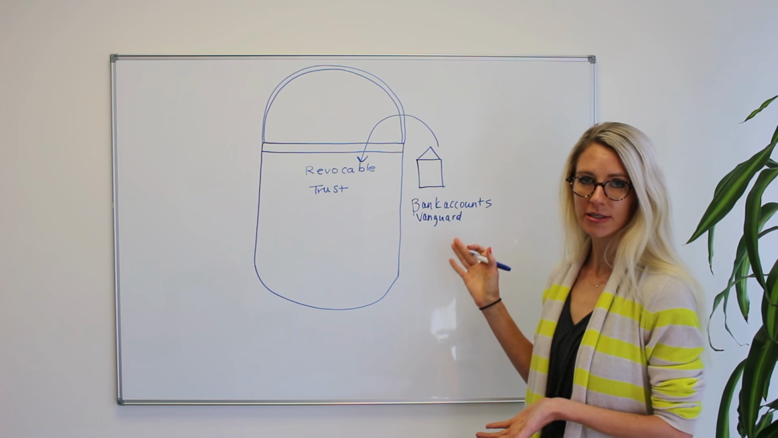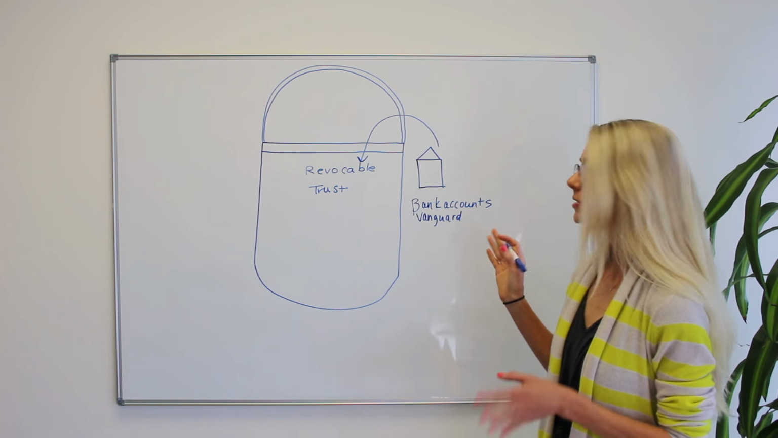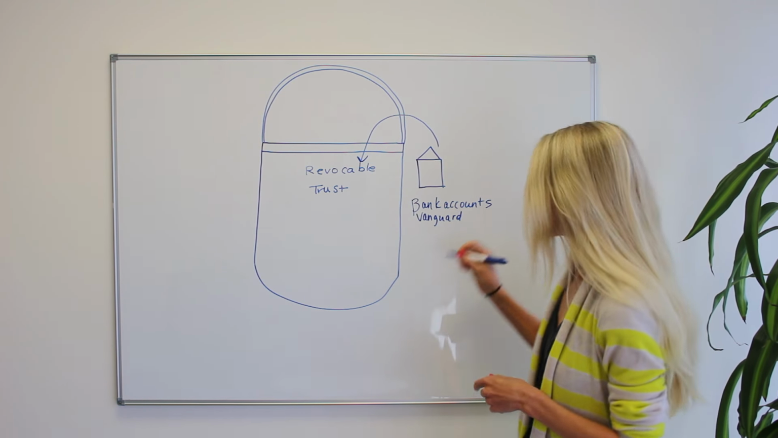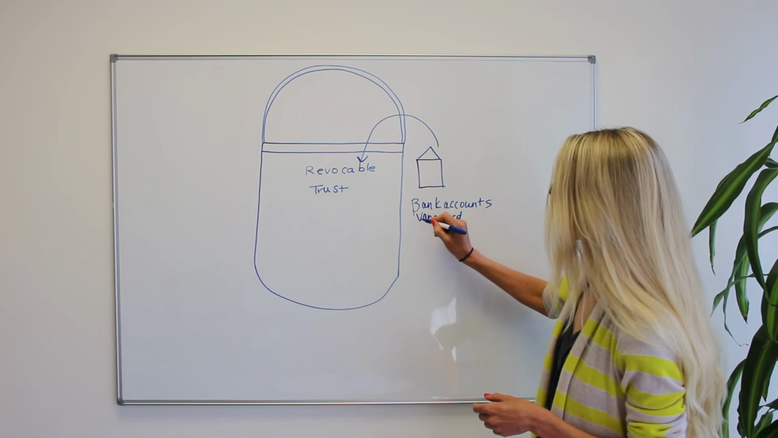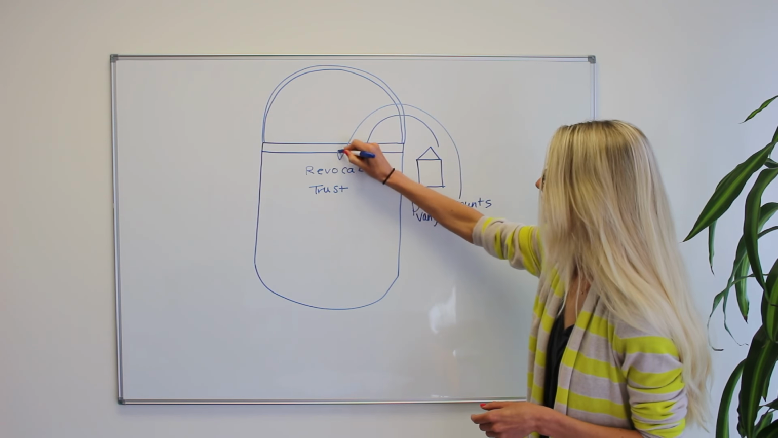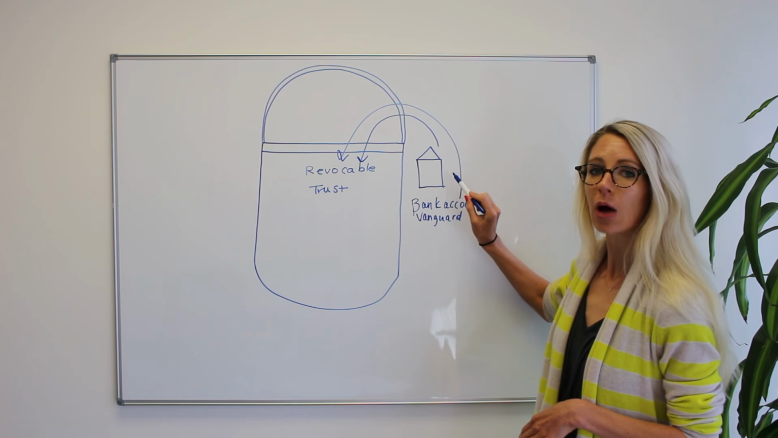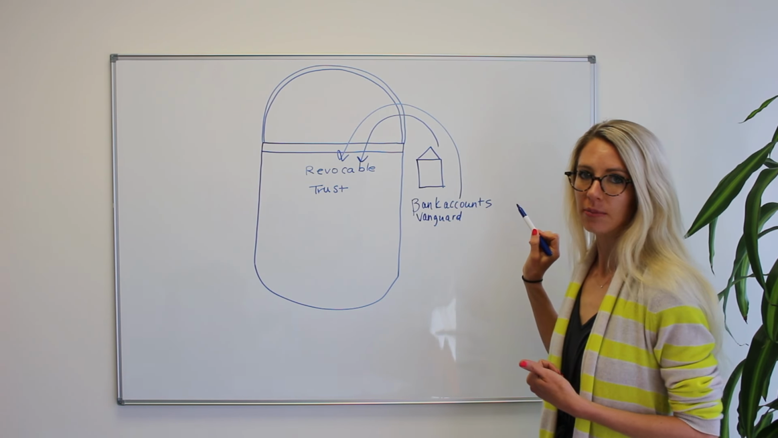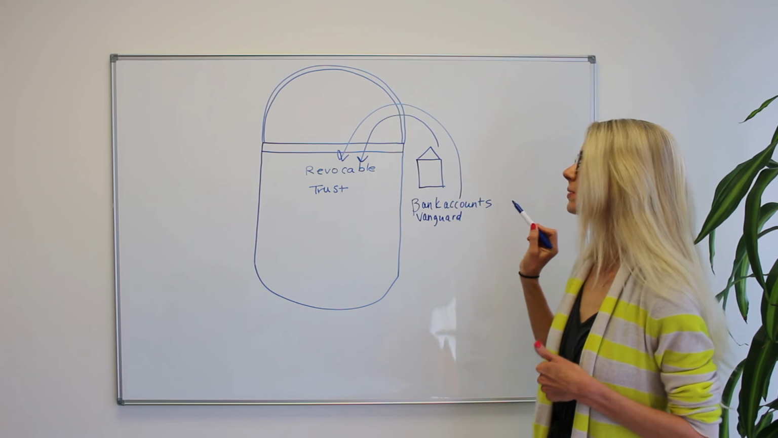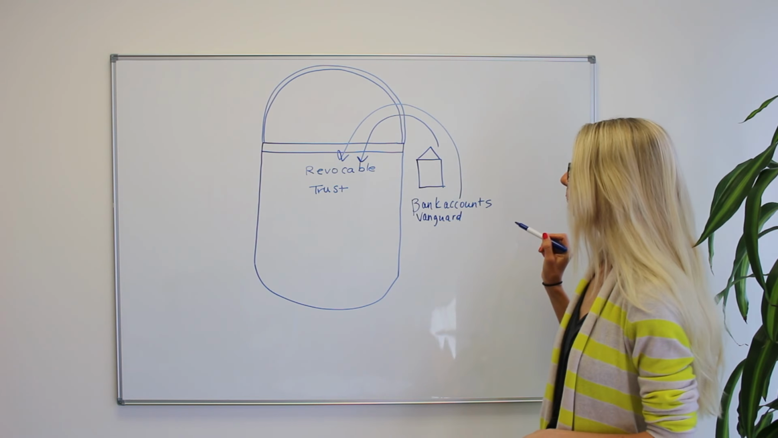And so they have a process that you go through. Some banks are a little easier than others, by which you take your bank account and you place it into the trust. It's similar with the house, but you're going to go to the county and tell them, and that's by doing a new deed.